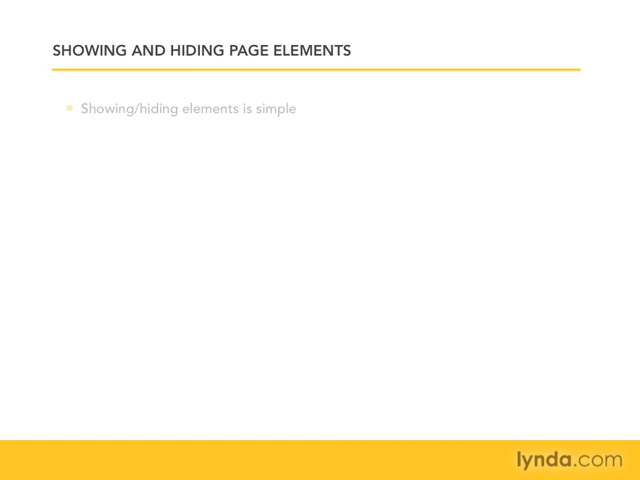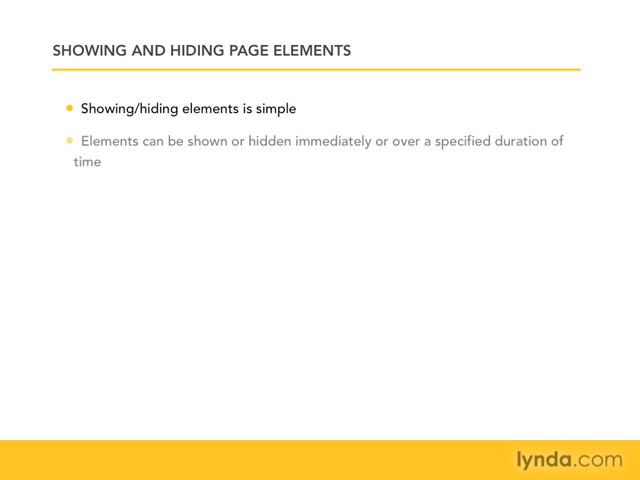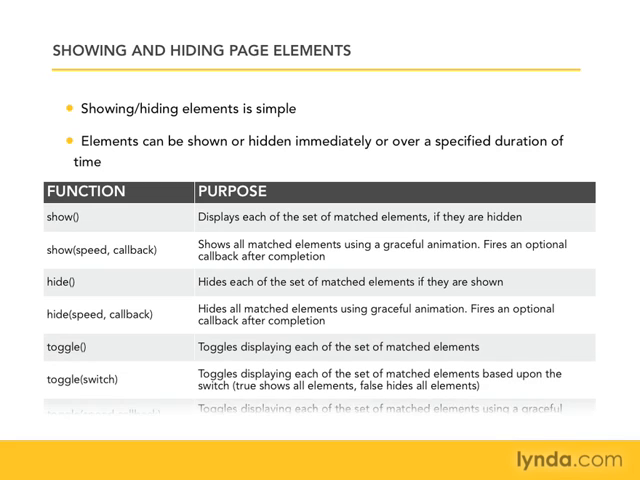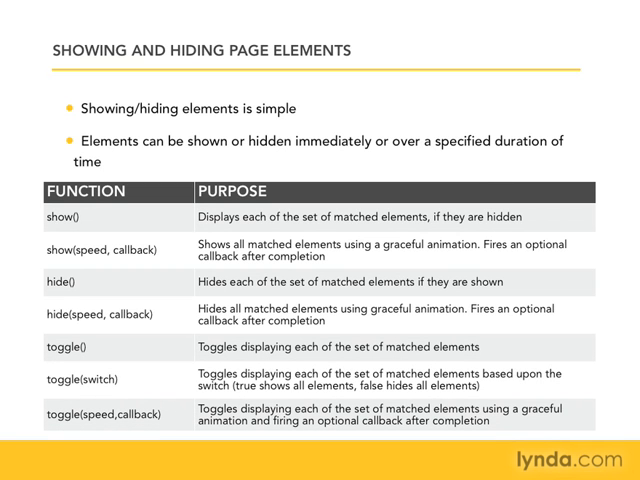So showing and hiding elements are probably one of the most simple effects that you can use in jQuery, and you can exercise some pretty nice control over how elements are shown or hidden. They can happen immediately or over a specified duration of time, and you can see in the table there's a series of functions you can use. So not surprisingly, the show functions show elements, the hide functions hide elements, and then there's a set of toggle functions, and these basically do what you'd imagine. They show something if it's hidden, and they hide something if it's shown. And there's a couple of different ways of doing each one of these.